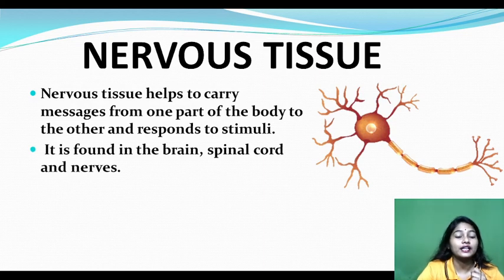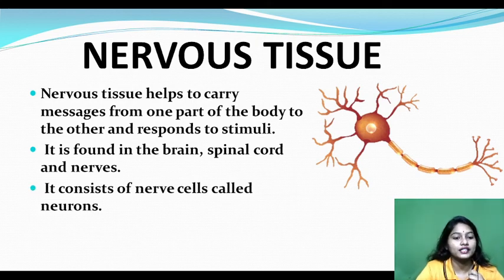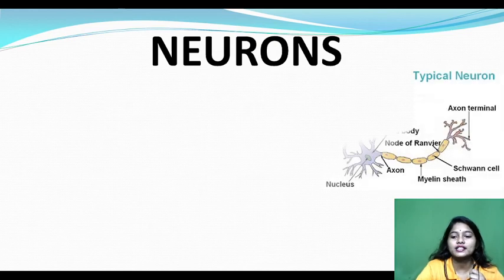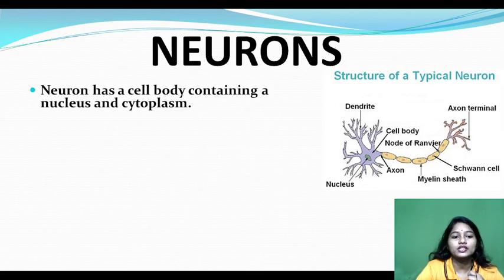Yes, and it is found in the brain, spinal cord and nerves. By their name also you can guess, right? And it consists of nerve cells which are called neurons. So nerve cells are called neurons, right? Yes. What are neurons? Look at the diagram. Neurons have a cell body containing a nucleus and cytoplasm.